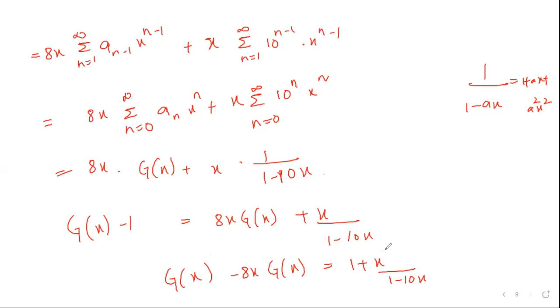Now if I take the LCM, I will get (1 − 9x)/(1 − 10x). Now if I take this g(x) common, I will get g(x)(1 − 8x) is equal to (1 − 9x)/(1 − 10x). Take this 1 − 8x to the denominator. So I will have g(x) is equal to (1 − 9x)/((1 − 8x)(1 − 10x)).